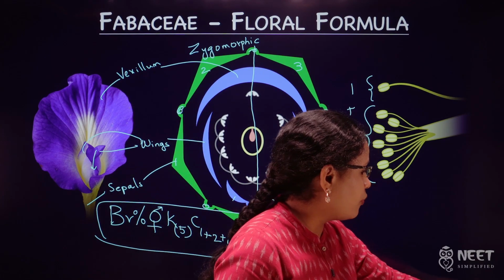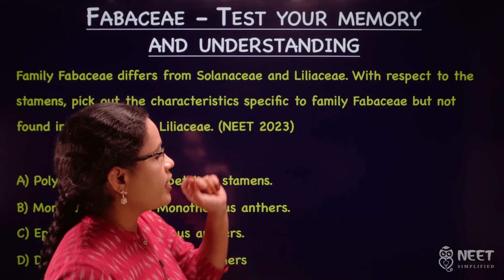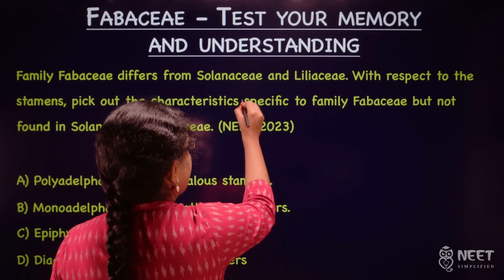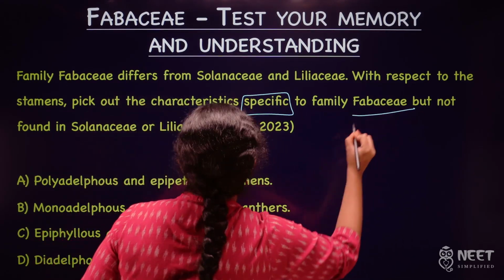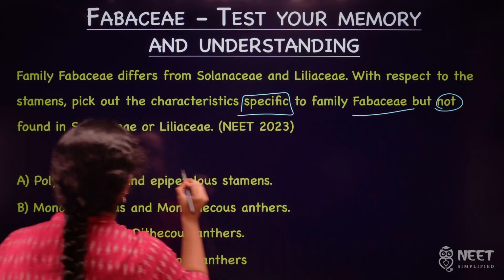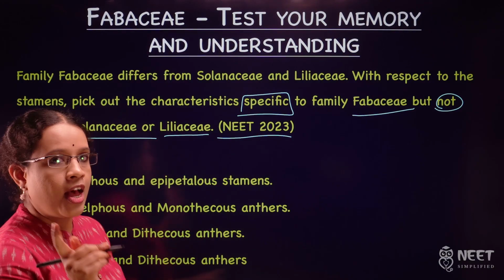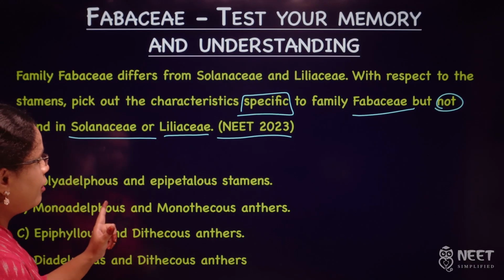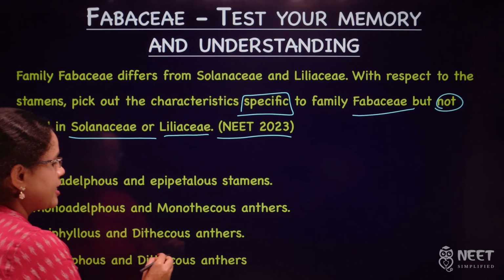So here we go with our first question. Family Fabaceae differs from Solanaceae and Liliaceae. That's definite. Now, with respect to the stamens, pick out the characteristics specific to family Fabaceae, but not found in Solanaceae or Liliaceae. This was a NEET 2023 question. Let's see the options. Polyadelphous and epipetalous stamens, monodelphous and monothecous anthers, epiphyllous and dithecous anthers, diadelphous and dithecous anthers.